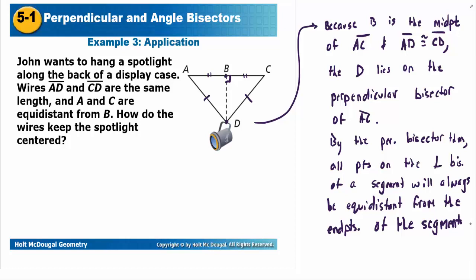Once you've shown me that, your next step is to state the theorem and say that if D is on the perpendicular bisector, I know by the perpendicular bisector theorem that D will always be equidistant from the two endpoints of that segment. That's how we know those wires are going to keep the spotlight centered, because it's always going to lie on the perpendicular bisector if those wires are the same length. There are a lot of ways you can word that, but you're basically going through the same process as I am. So instead of just copying things down, make sure you understand the theorems so you can state them appropriately.